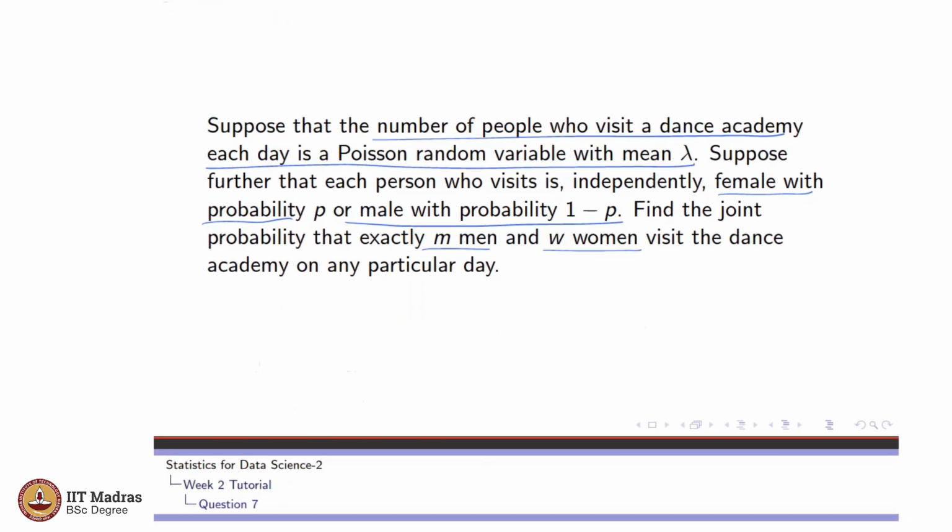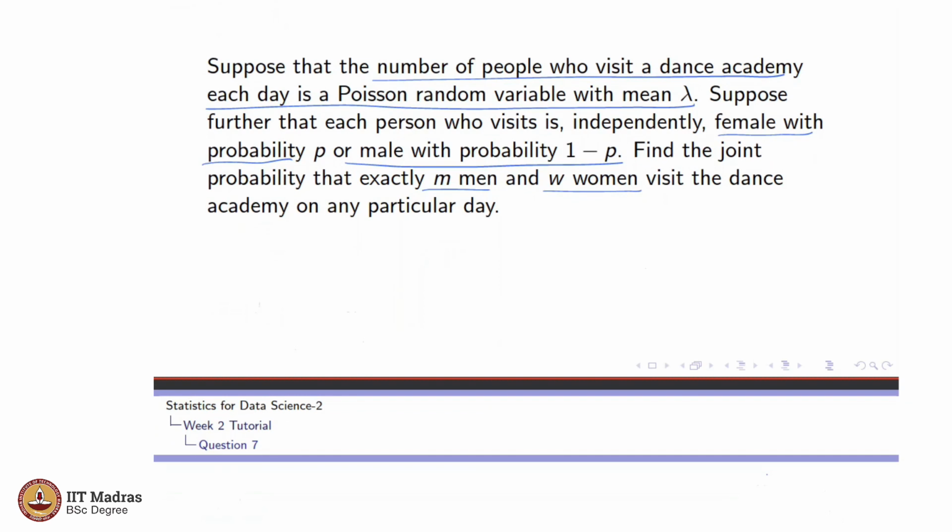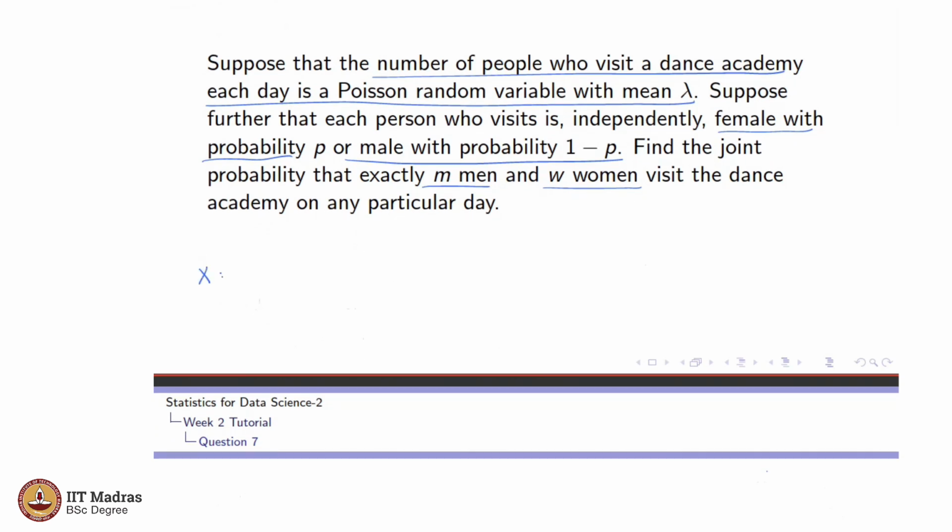So let us define a few random variables here. Let x denote the number of women who visit the dance academy on any particular day, and let y denote the number of men who visit the dance academy on any particular day. The probability of this is p and the probability of this is 1 minus p.